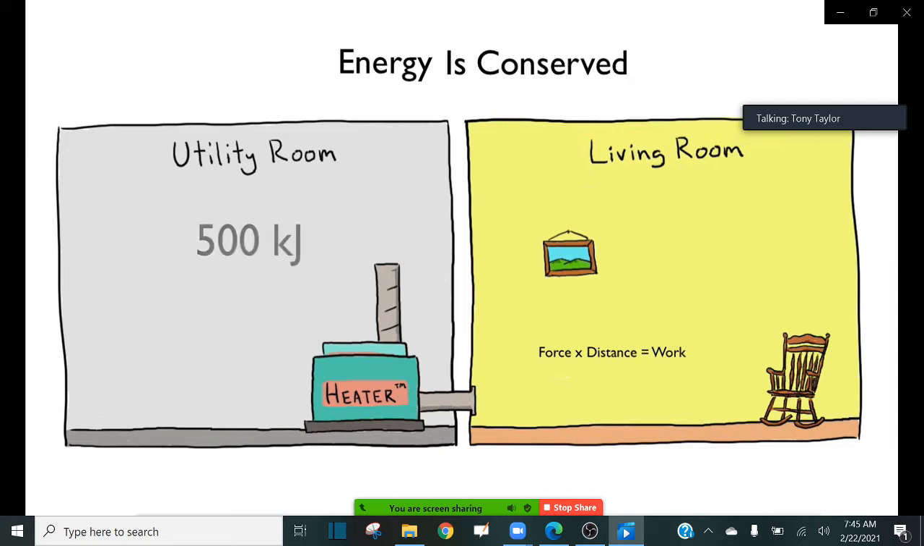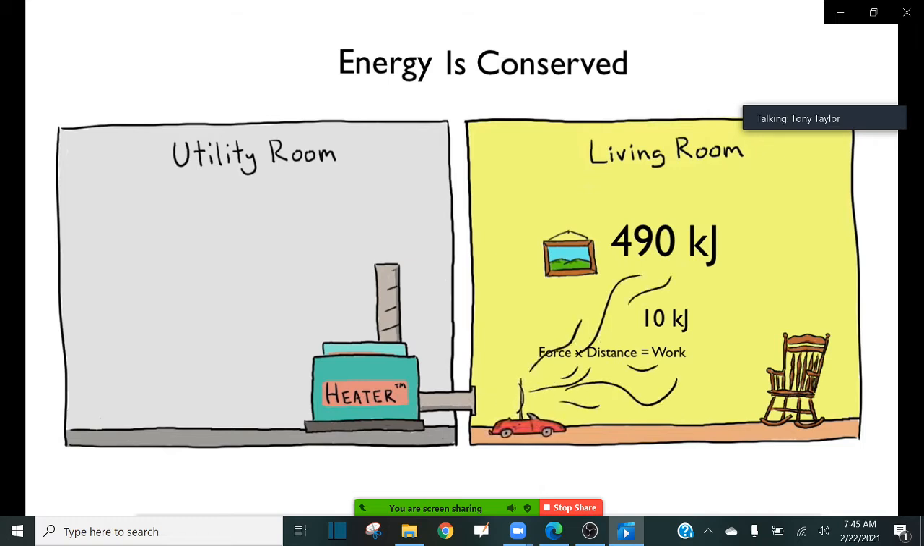Let's make up some numbers here. Let's say 10 kilojoules of the energy went to pushing the toy car. That means the living room only received 490 kilojoules of heat, not the ideal 500 kilojoules. So heat added to the living room equals the heat received by the living room plus work done within the living room. Energy took different forms, yes, but remains conserved. Our accounting is good and none is missing.